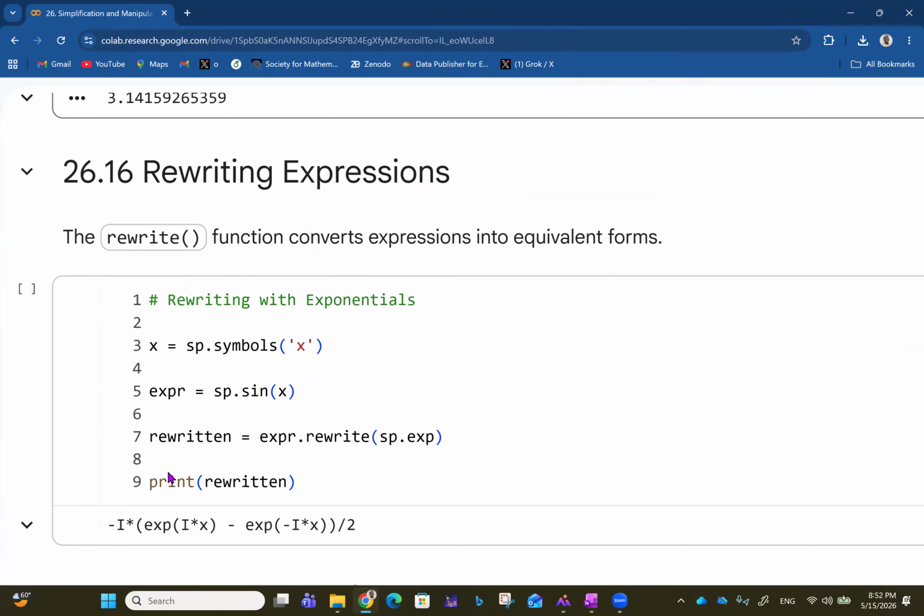So you can rewrite expressions too. The rewrite function converts expressions into equivalent forms. So, rewriting with exponentials, for instance: x is sp.symbols x, you create your symbol, expression is sp.sin(x). You now want to rewrite that in exponential form, so rewrite sp.exp. And that's minus i times e raised to the power ix minus e raised to the power minus ix, all over 2. That's how you can write sine x in that form.